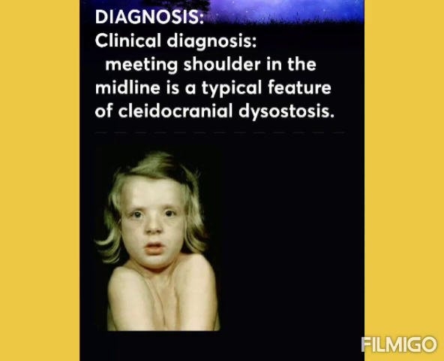And the diagnosis. The first one is clinical diagnosis. Meeting of the shoulders in the midline is a typical feature of cleidocranial dysostosis. This child shows the sign of meeting shoulders in the midline, so she has cleidocranial dysostosis. It is a clinical diagnosis.